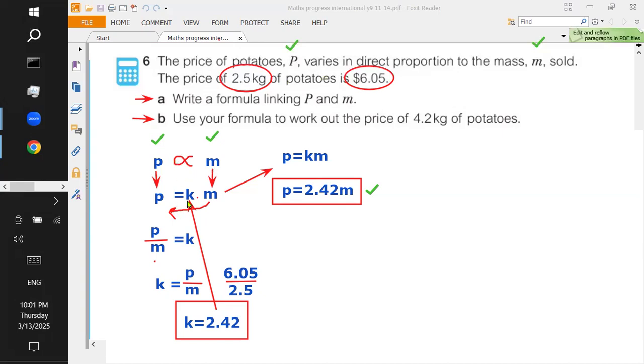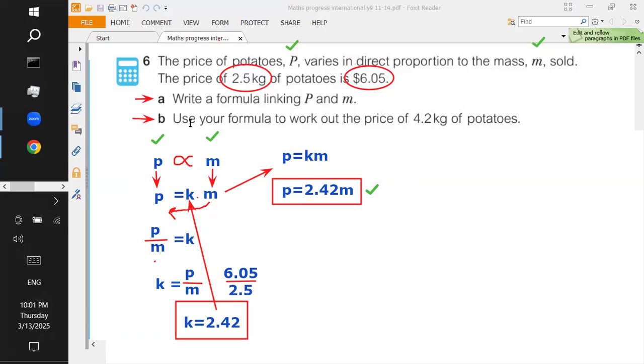We removed this, we put equal K. And then we took M to the other side by dividing. So K equals P over M. We divided them to find the constant of proportionality. We substituted again here to find the formula that we're going to use to answer question B.